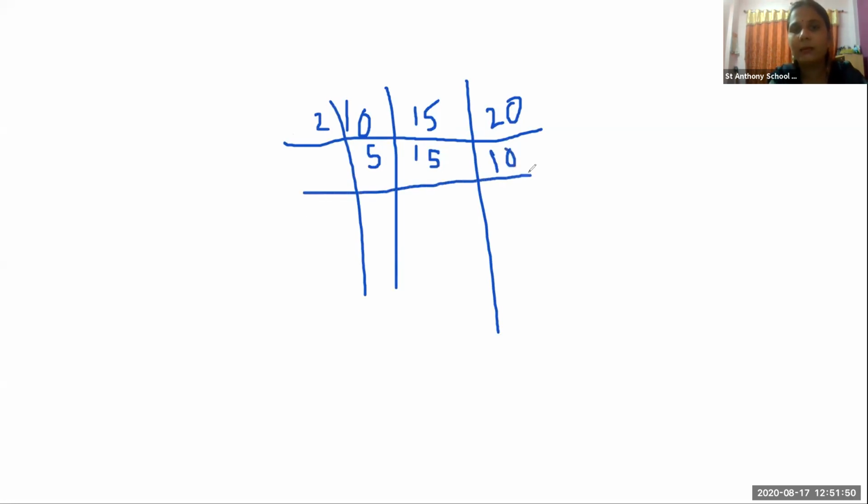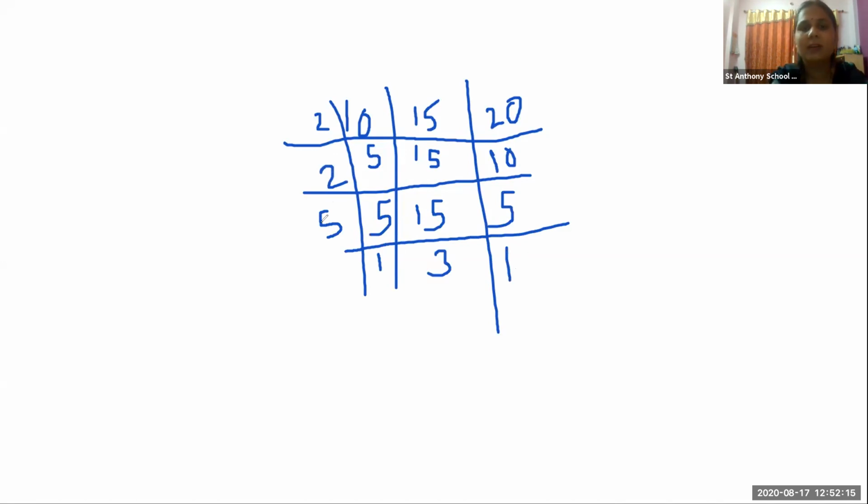Now again, here 5, 15 and 10. Again I will divide by 2. 5 remains as it is. 15 remains as it is. And 2 5s are 10. Now here it will come 5 1s are 5, 5 3s are 15 and 5 1s are 5. Now what will be our LCM then?